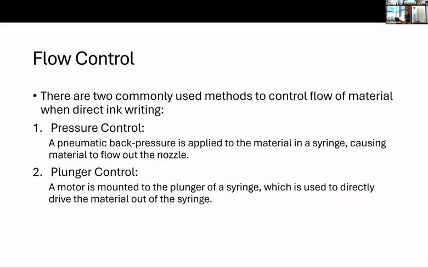So there are two commonly used methods of flow control, which is pressure control, where a pneumatic back pressure is applied to the material in a syringe, causing material to flow out of the nozzle, and plunger control, where a motor is mounted to the plunger of a syringe, which is used to directly drive material out of said syringe.